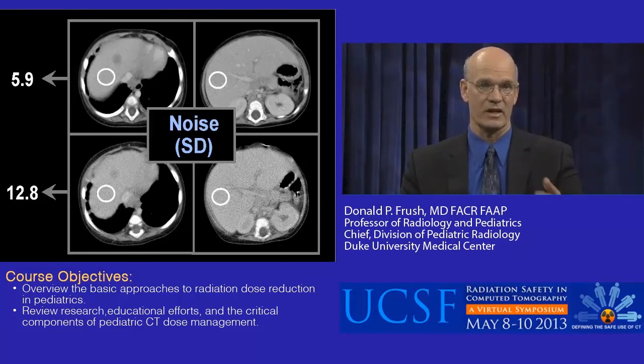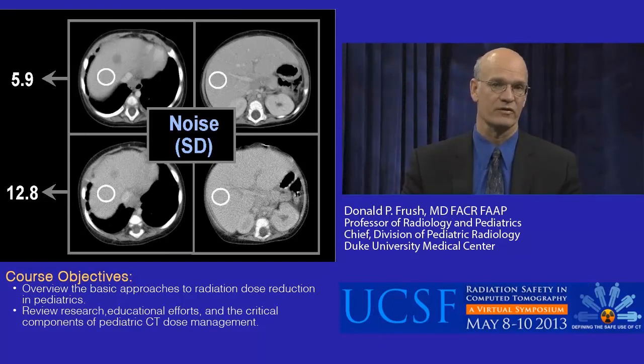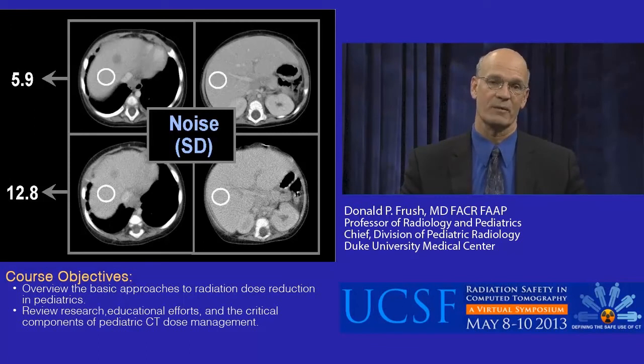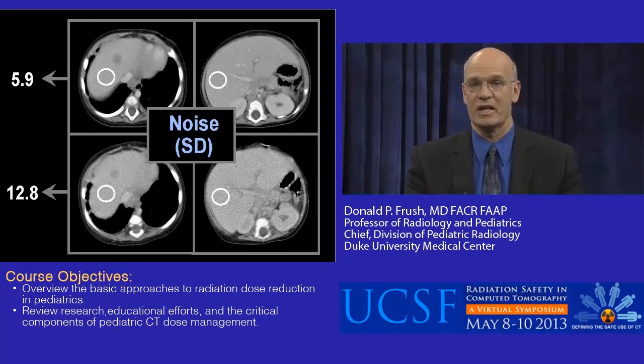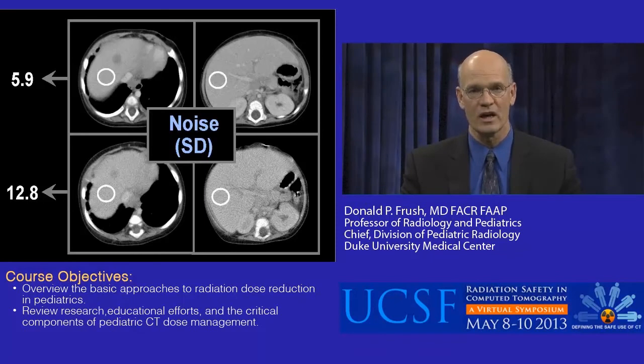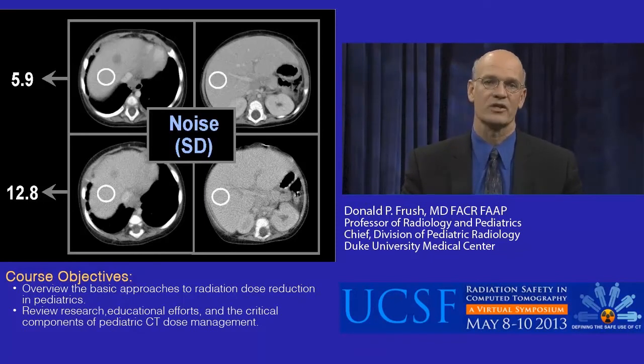5.9 is a less noisy image versus a 12.8 standard deviation Hounsfield unit, which is a more noisy image. And you cannot see the subtle lesion in the anterior part of the liver on the somewhat noisier images. Now remember, this noise measurement was less than what we accept with adults, which might be 16, 18, 20 Hounsfield units.